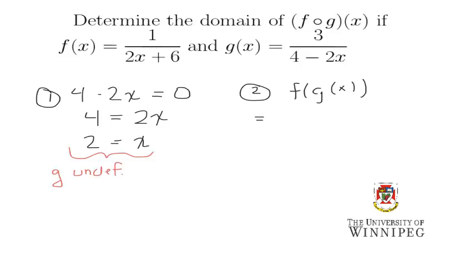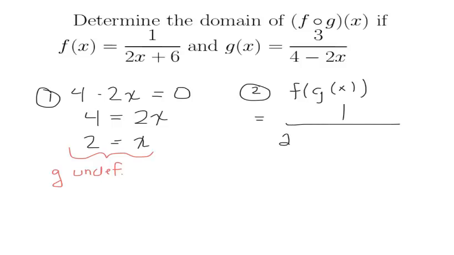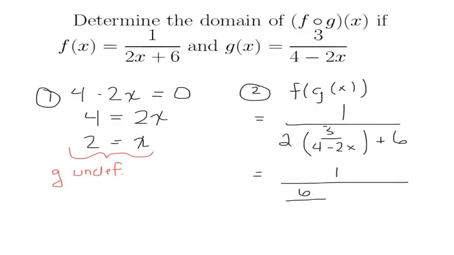In our next step, we're going to compute f of g of x to try to find any values of g that cause f to be undefined. So substituting g of x into our function f, we're going to get 1 over 2 times g of x, which is 3 over 4 minus 2x, plus 6. And if we multiply this 2 through, we should get 6 over 4 minus 2x.